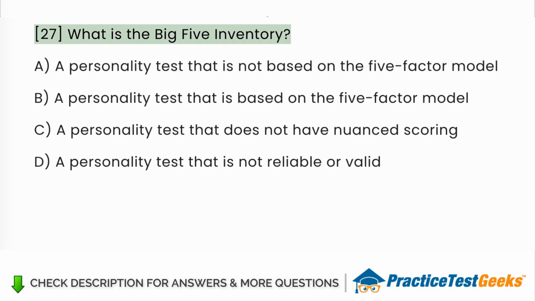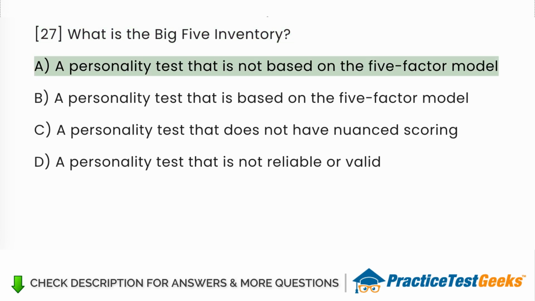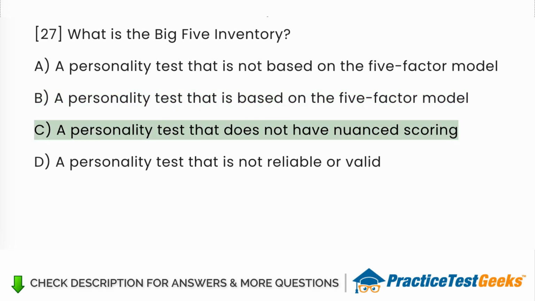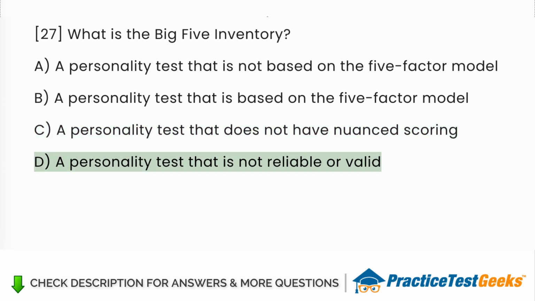What is the Big Five inventory? A. A personality test that is not based on the five-factor model. B. A personality test that is based on the five-factor model. C. A personality test that does not have nuanced scoring. D. A personality test that is not reliable or valid.